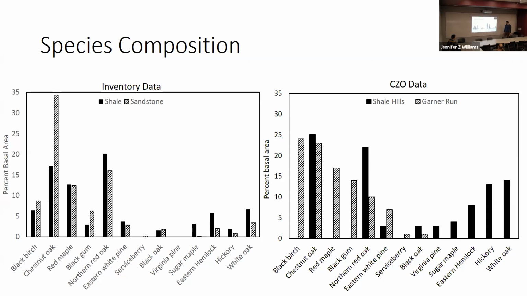Probably because of their preference for more moisture, not Virginia pine, take that out of there. White oaks are. I would think sugar maple because of the amount of calcium from the bedrock that is in the soils at Shale Hills versus Garner Run. That's one factor. It's a little older, so maybe you could have that. I mean, what you see here from the larger data set is that sugar maple really doesn't even occupy sandstone sites, so there's that. Eastern hemlock.